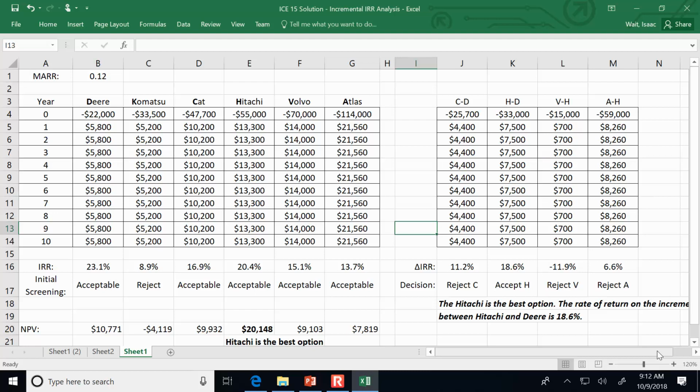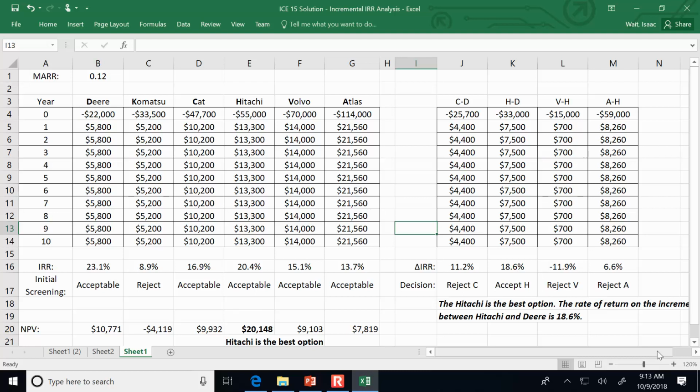We have to compare it to Volvo. So Volvo minus Hitachi. The internal rate of return here is negative. So that means actually you're spending more than you're ever getting back to do the Volvo. So we reject Volvo. And last comparison is not Atlas versus Volvo, because Volvo was just rejected. So it's Atlas versus Hitachi. You're always comparing the options versus whatever was the best option to date.